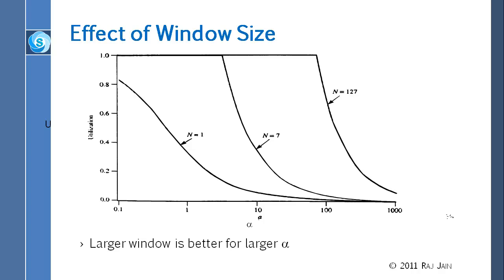But as alpha goes up, for every protocol, in this case, the efficiency goes down. This curve can never go up. So larger window is better. So here, if you do have large alpha, then you should use as large a window as you can, basically. So if your alpha is 100, you want to use 127 or something.